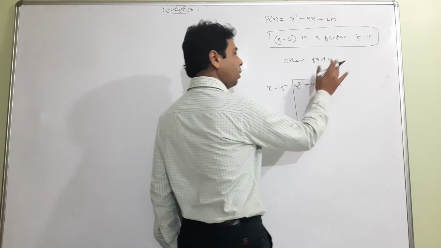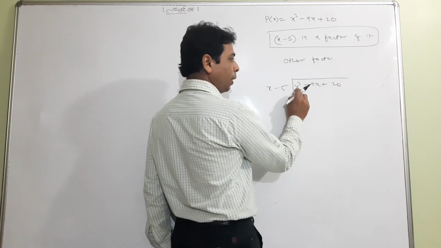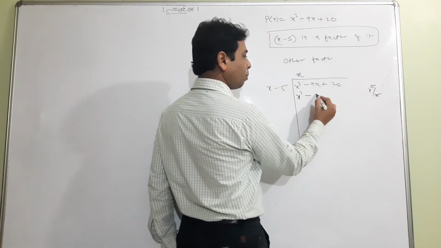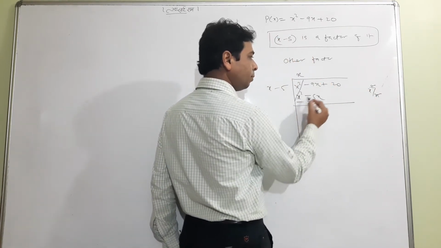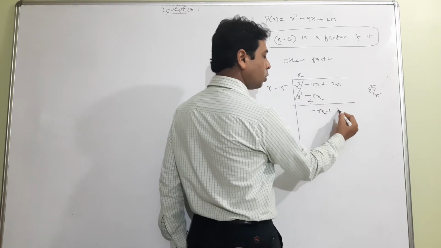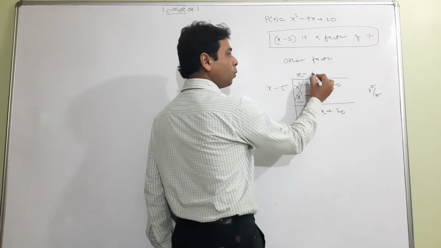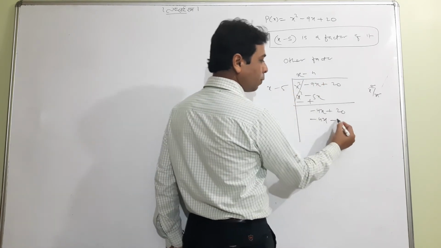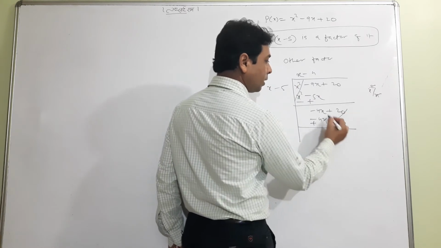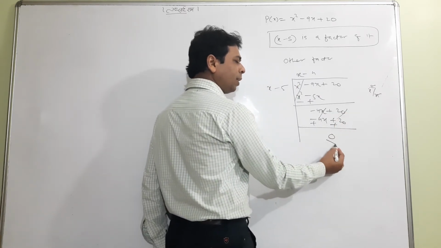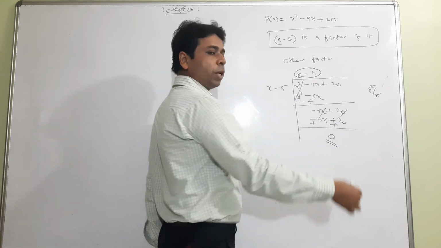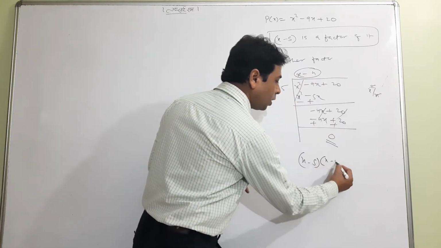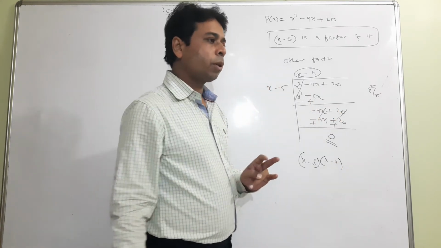I have taught you how to divide. x square divided by x is x, giving x square minus 5x. Then minus 4x coming, plus 20. Dividing, it is minus 4 coming. Multiply minus 4 by x minus 5, giving minus 4x plus 20. Lastly it is 0, which is the remainder. But what is the other factor? x minus 4. So the first factor is x minus 5 and the other factor is x minus 4. This is the method to get the other factors.